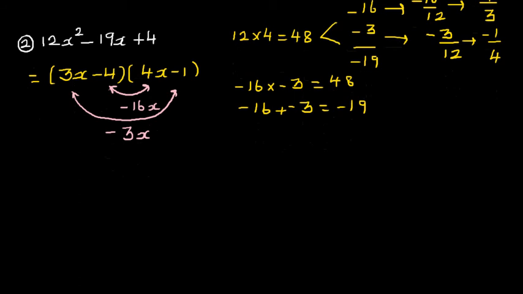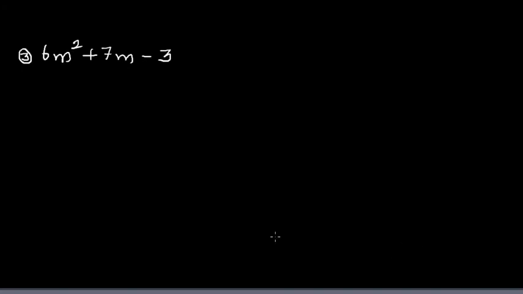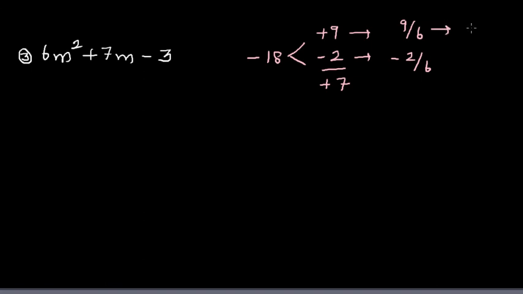You can pause this video and try to do this yourself. Hopefully you've done this, so let me finish off quickly. This is 6 times negative 3, which is negative 18. The two factors of negative 18 which give you plus 7: one should be positive and the other negative, because positive times negative gives you negative, and you have to have plus 7. So this should be plus 9 and minus 2. The next step is dividing both by the coefficient of x squared, so 9 divided by 6 and negative 2 divided by 6. This simplifies to 3 over 2, because I'm dividing both by 3, and this I can divide by 2, so this is negative 1 over 3.